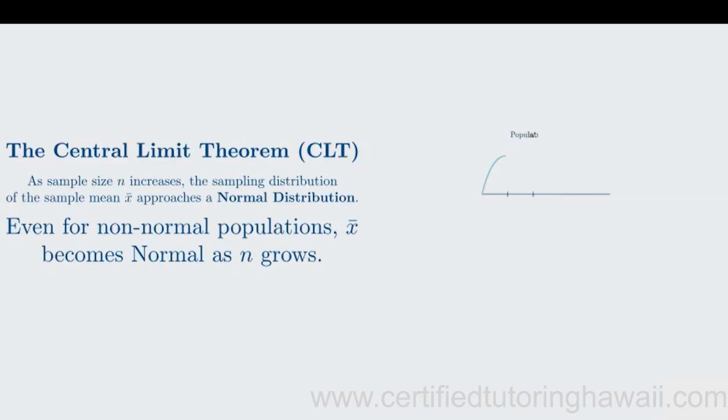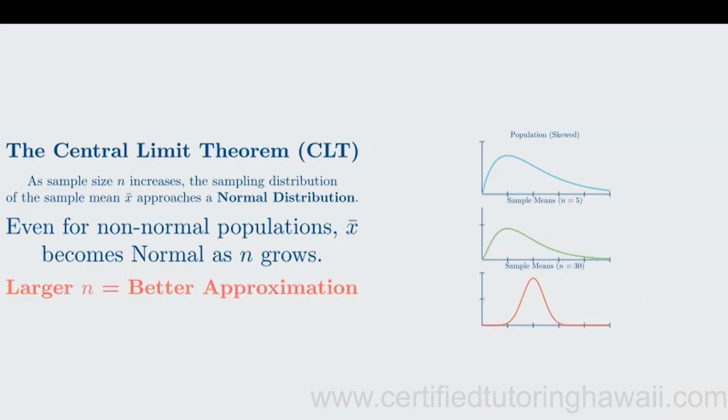Take a look at these three graphs. On top, our original population is not normal at all. But as we increase our sample size n, notice how the shape of the sampling distribution changes. By the time we reach a sample size of 30, the distribution is symmetric and bell-shaped. The larger the sample, the better this normal approximation becomes. This theorem is the reason we can use normal calculations for means, even when we don't know the shape of the population. We have now reached our goal of understanding the power of the CLT.